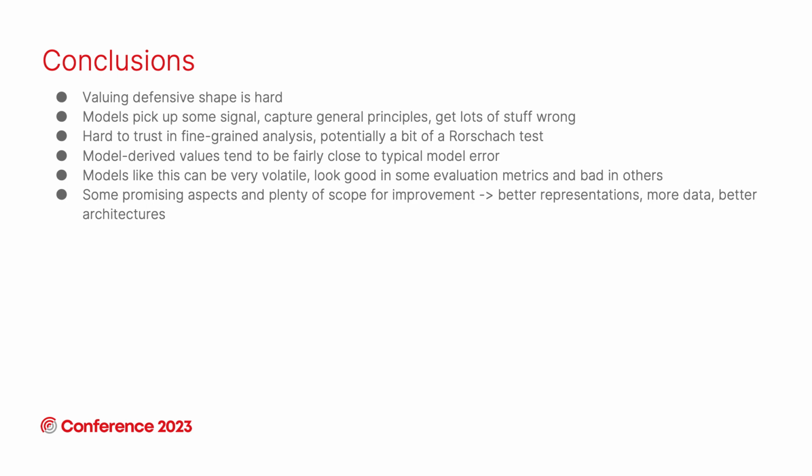I think it's an interesting problem to work on. I think there are some signs that it's a tractable problem. All the things you can do to improve models generally apply here. So better representations, more data, better model architectures. Overall, most of the components of this seem quite volatile. Small changes to hyperparameters, the data I was putting in, things like that, can have reasonably large impacts on the rankings that come out.